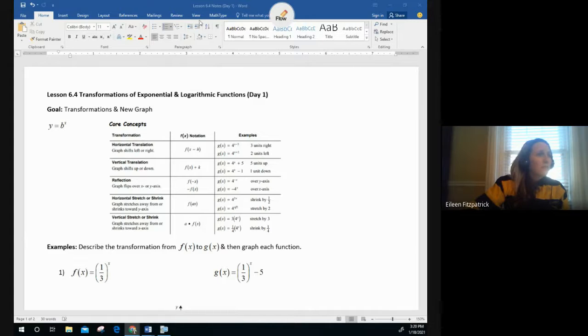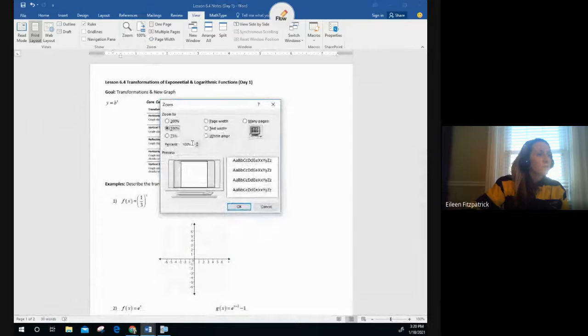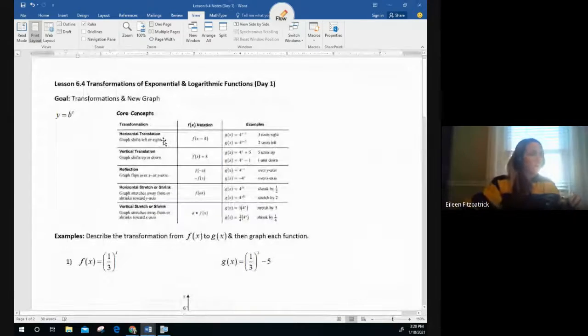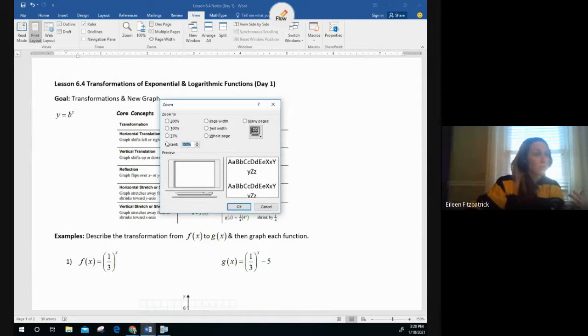Let me see if I can zoom in just a bit. I don't know if that's any bigger. I think it was 150. Let me try one more time. Let me try 170.